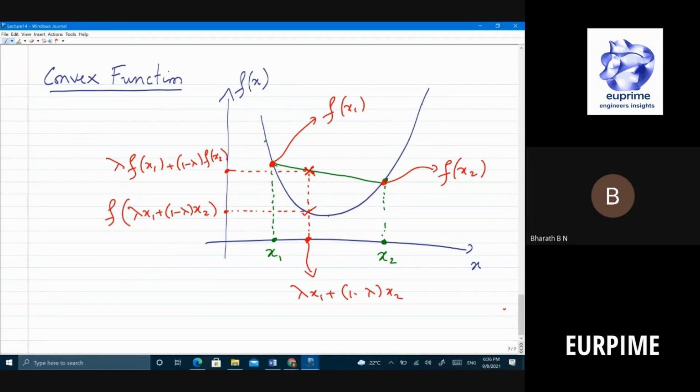Now what is convexity? This height is more than f of lambda x1 plus 1 minus lambda x2. So this clearly says f of lambda x1 plus 1 minus lambda x2 is smaller than or equal to lambda times f of x1 plus 1 minus lambda times f of x2. This should be true for any x1, x2 that you pick in the domain of the function and any lambda between 0 and 1. So that is the definition of a convex function. Shall we write the definition now? So the intuition is clear, and we can write the definition.